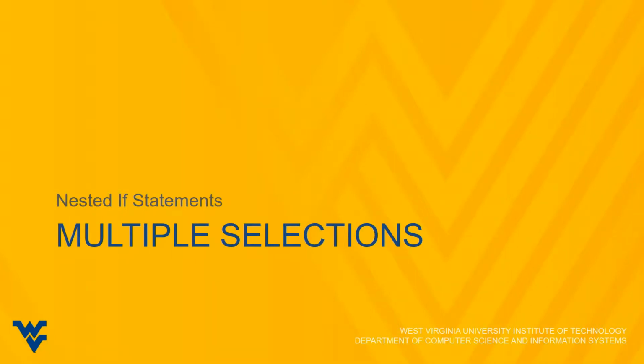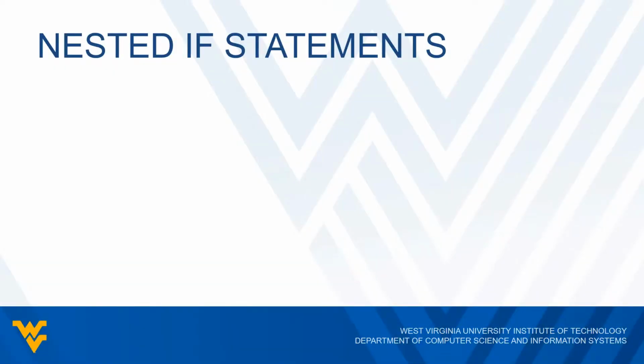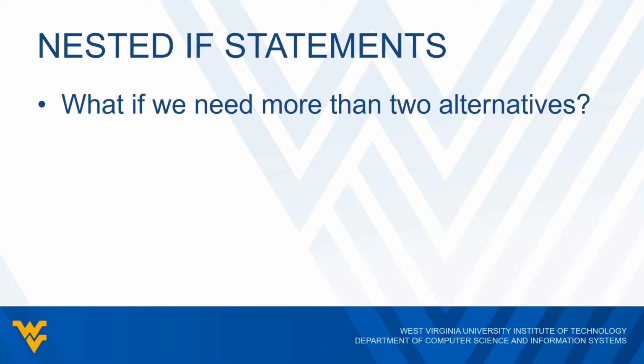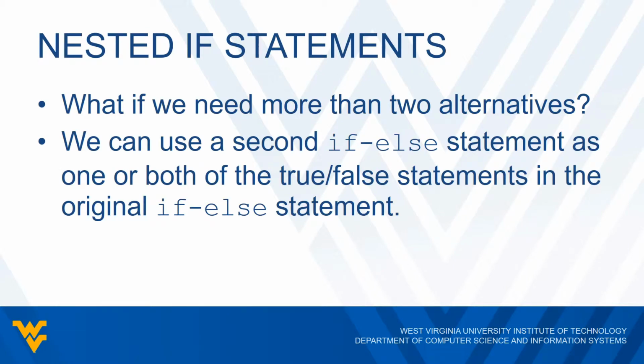We'll now take a look at how we handle multiple selections by using nested if statements. The question now is, what if we need more than two alternatives? We can use an if-else statement to pick one choice or another, but if we have multiple alternatives, we can use a second if-else statement as one or both of the true-false statements in our original if-else statement.